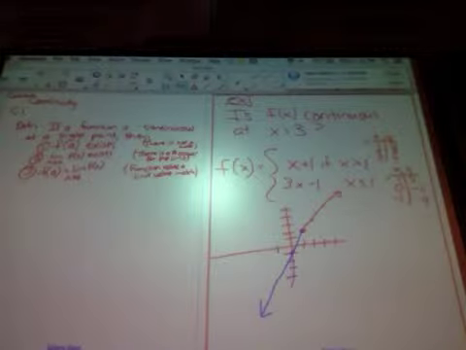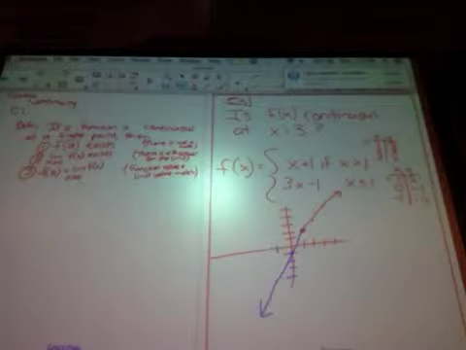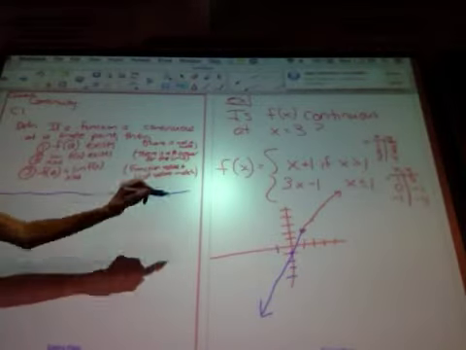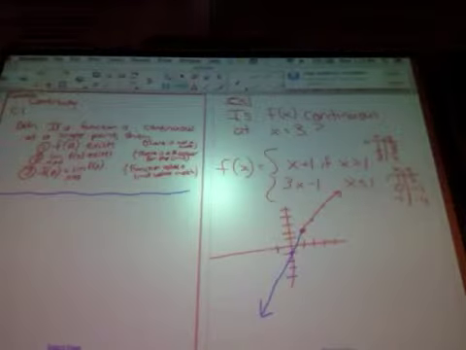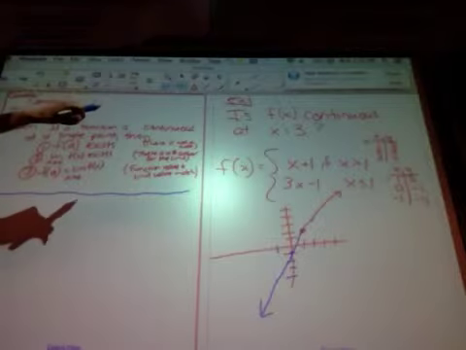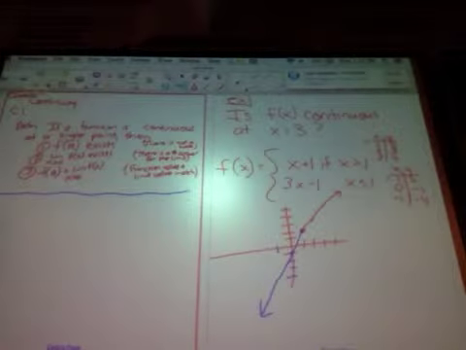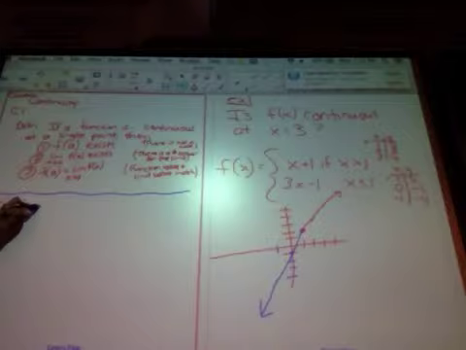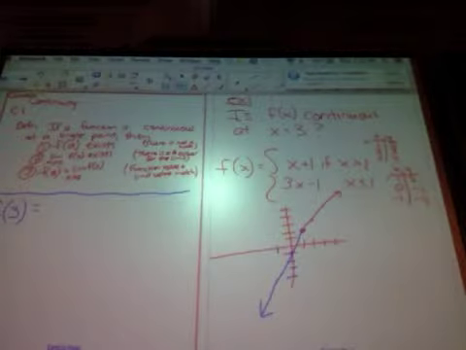Okay, so first step. Now let's go ahead and do that. Then we're going to do another one. You gotta write in when it changes. Okay, so the first thing, I have to see if it exists. What point am I working on? 3. So, f of 3. What is f of 3?